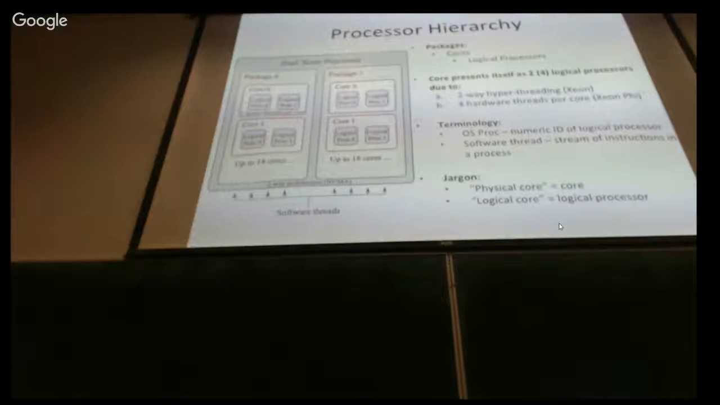A core presents itself as 2 or 4 logical processors due to two-way hyperthreading on Xeon, or 4 hardware threads per core on Xeon Phi. The terminology we're using is that an operating system process is a numeric ID of a logical processor, and a software thread is a stream of instructions in the process. The jargon is that a physical core equals core, and a logical core equals a logical processor. I'm sure you've gone through all of that already as part of the course. If not, then feel free to ask questions.